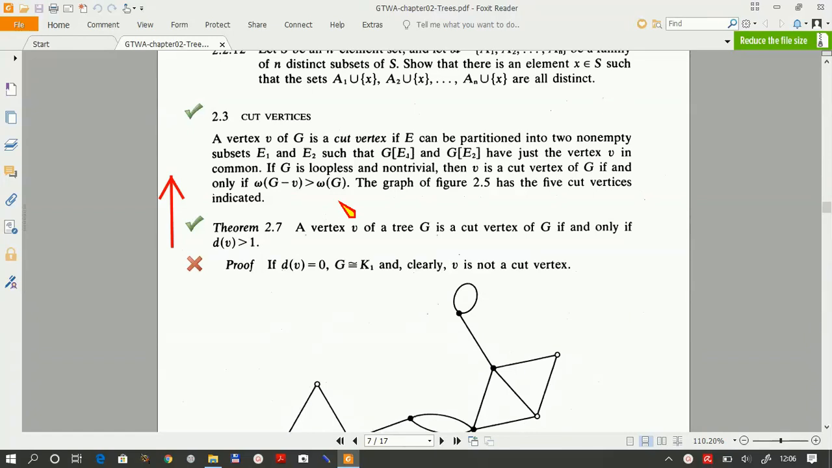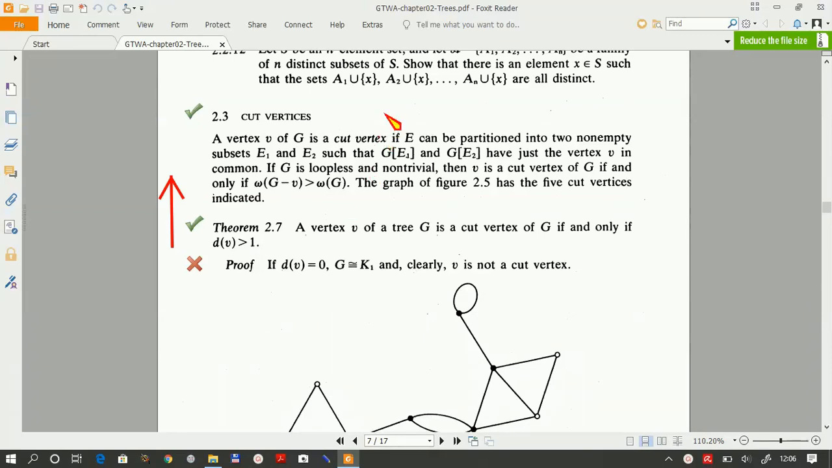Okay, but it's not exactly so, because you might have loops, and I described that on the blackboard. If you have a loop at the vertex V, the deletion of vertex V means also the deletion of that loop, and so you are left again with only one component. So for a vertex at which you have a loop, it's not like what we had for cut edges. So the definition is broader in a sense and a little bit more cumbersome.